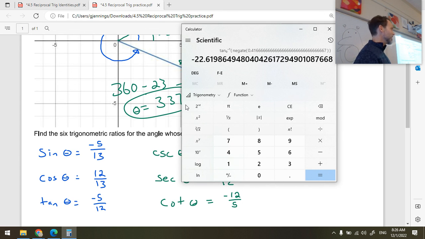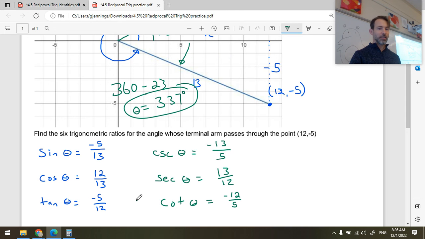But it gave it to me as a negative angle, and I want to express it as a positive angle, so I still need to do 360 minus that. Well, 360 plus that, because it's negative. Okay, keep going. Found the angle, found all the things. That was easy, right? Let's keep going.